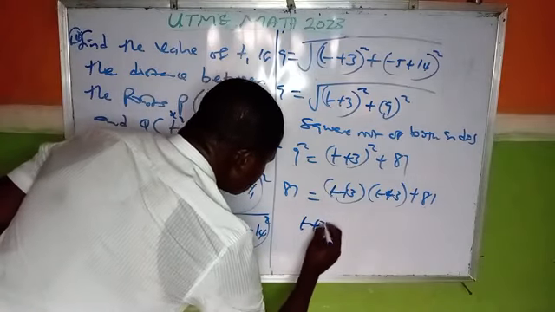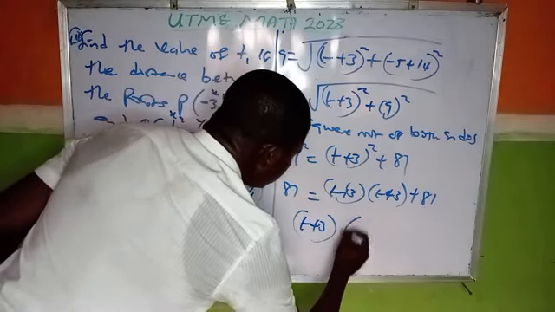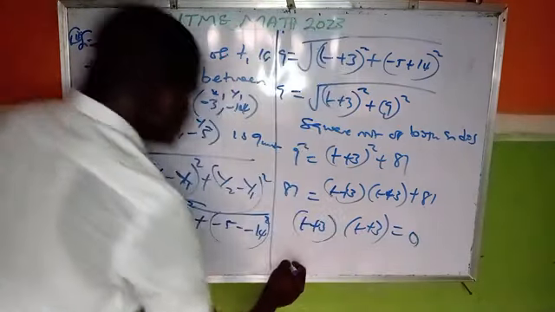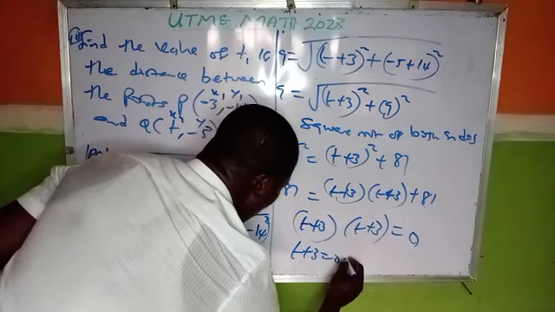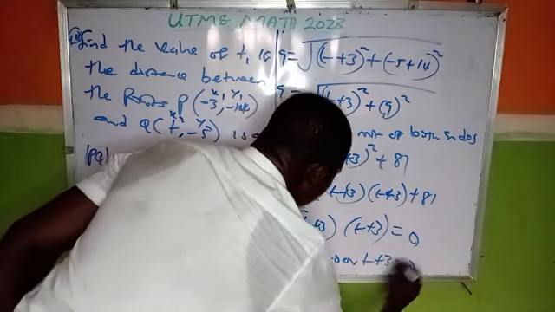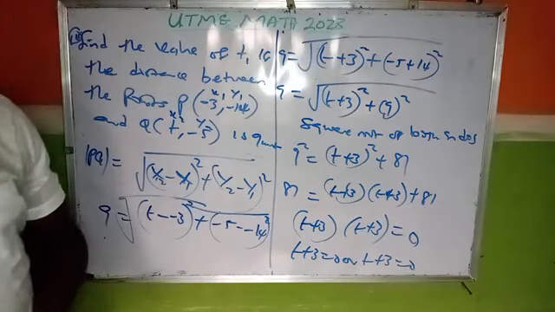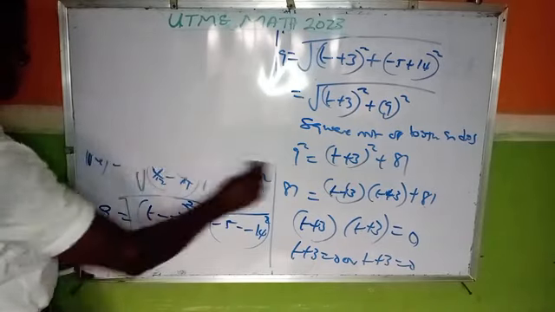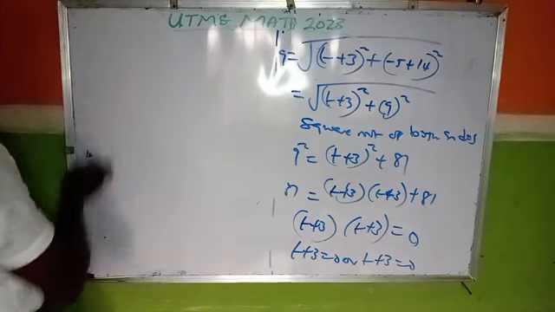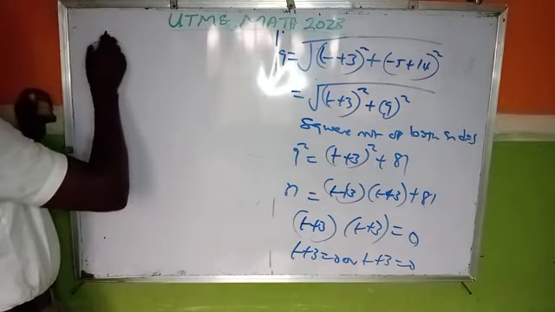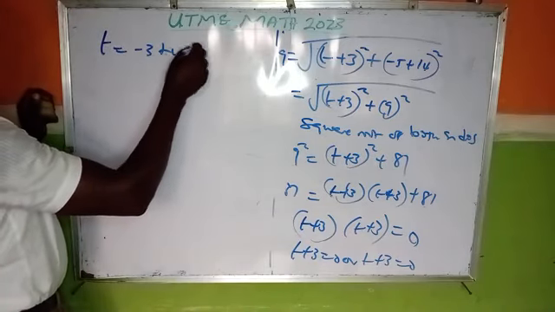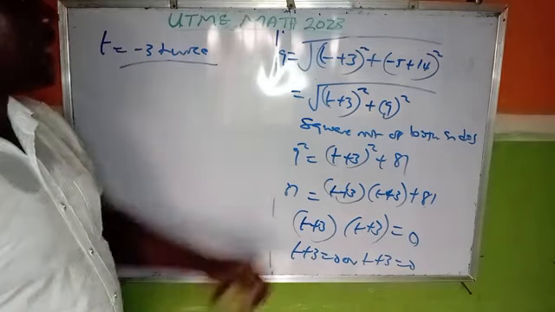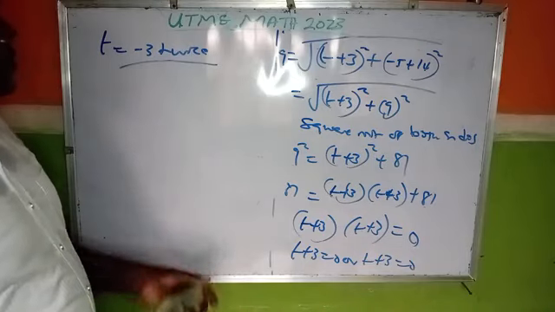So you will have (t plus 3) times (t plus 3) equal to 0. So you can equate the answer to 0. That's t plus 3 equal to 0 or t plus 3 equal to 0. Therefore, your answer will be t equal to what? Minus 3 twice. So that's it. The answer is that t is minus 3 twice.